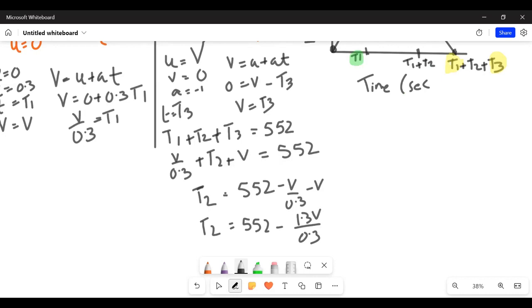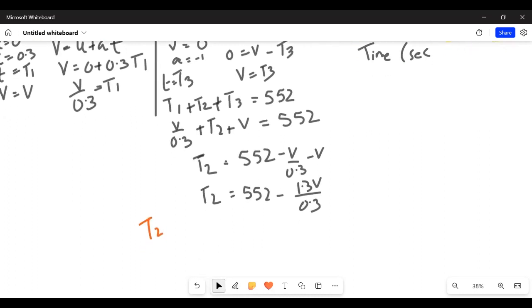Let me simplify this fraction. 1.3 over 0.3 would be just 13 over 3. So replace that with 13 over 3. Okay. So T2 is 552 minus 13 V over 3.